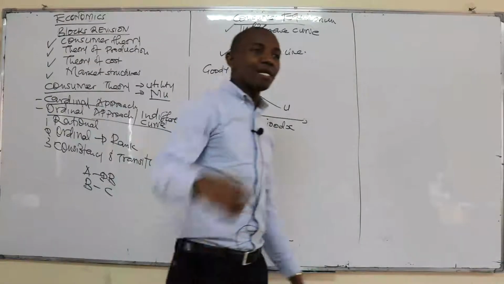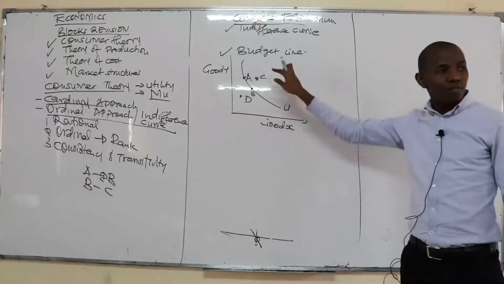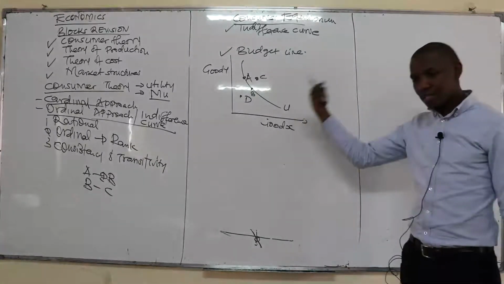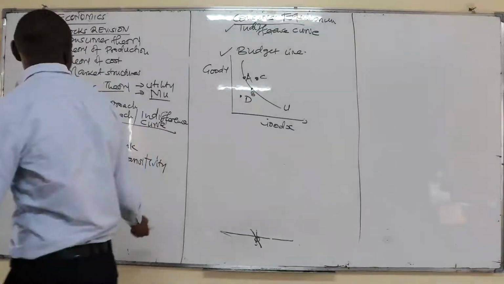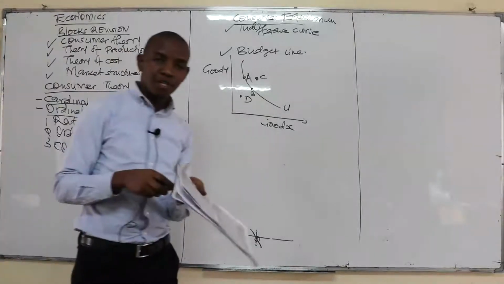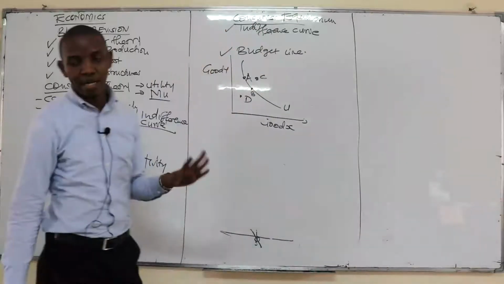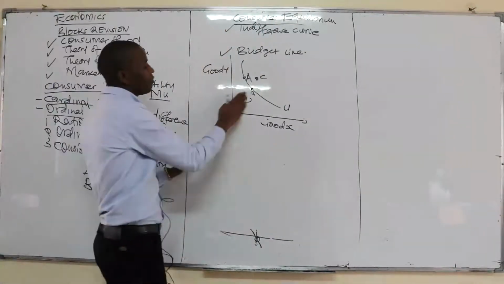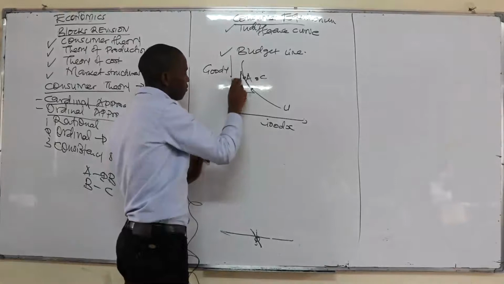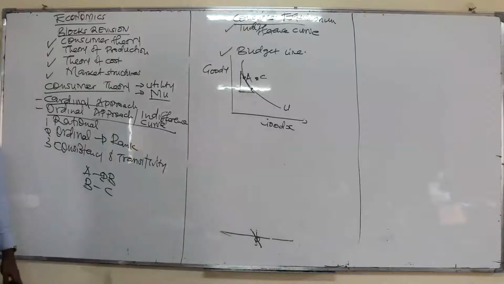So there is also what we call the indifference map. The indifference map in this case is just a set of indifference curves. I will not explain that. Then there is now what we call the slope of the indifference curve. The slope of the indifference curve, we will get it from here.